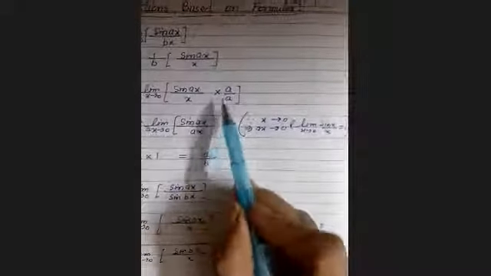Therefore, we are doing the same. It is sin ax. You can see sin ax, this ax, and this ax tends to 0. That's why its limit is 1. And what is left? A by b, into 1 is a by b. Means the limit of this function is a by b.